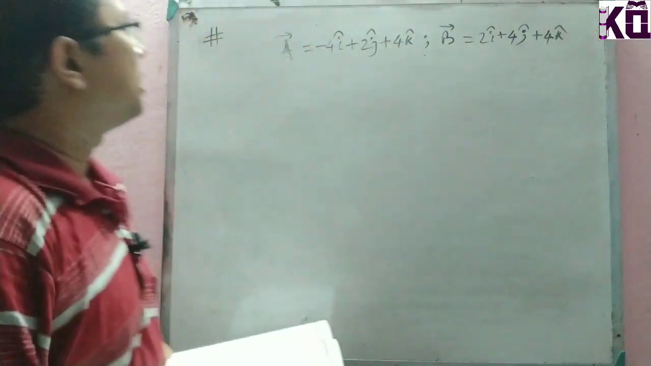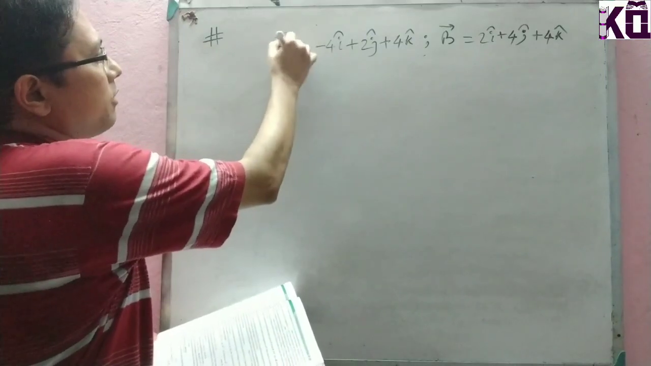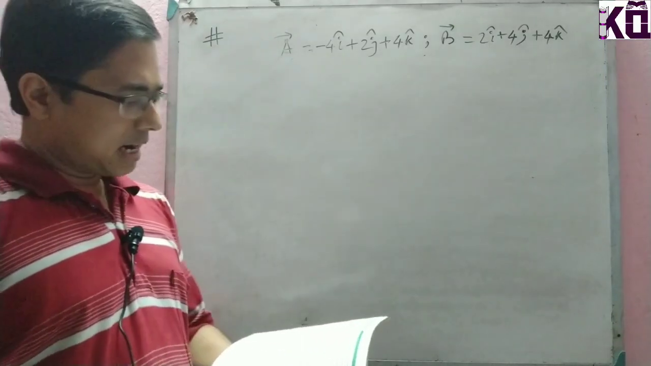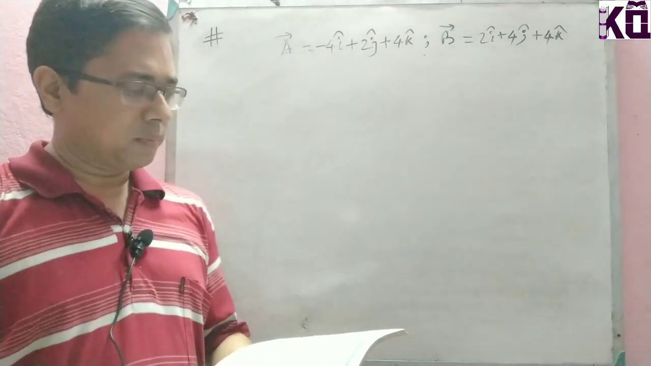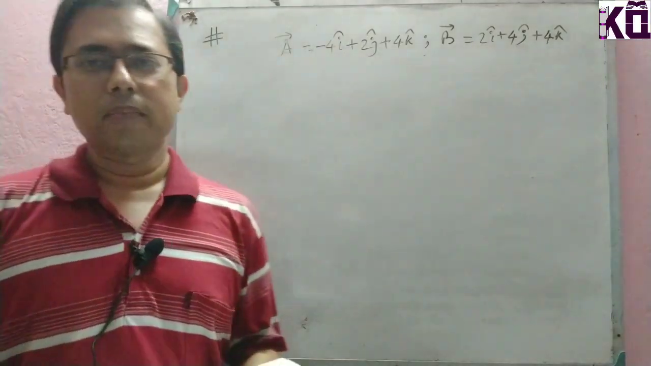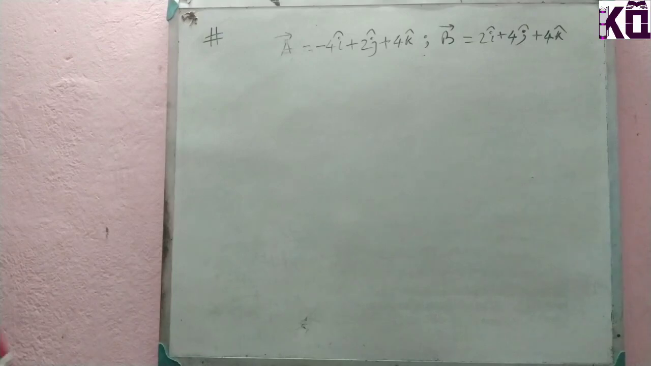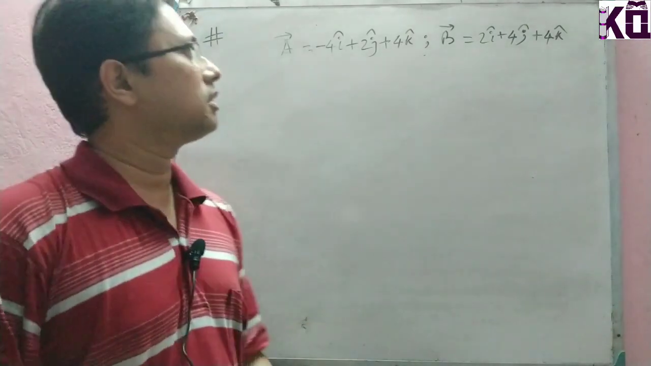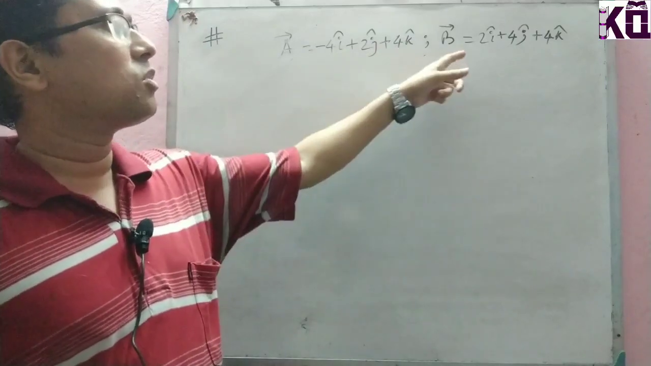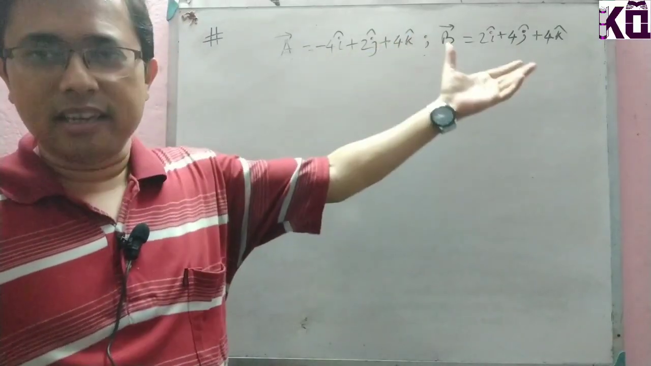So first A vector which is given as minus 4i plus 2j plus 4k, and B vector which is given as 2i plus 4j plus 4k, we have to find out the angle between A and B vector. So how to find out the angle between A and B, where the expressions of the A and B vectors are given with respect to i, j and k.